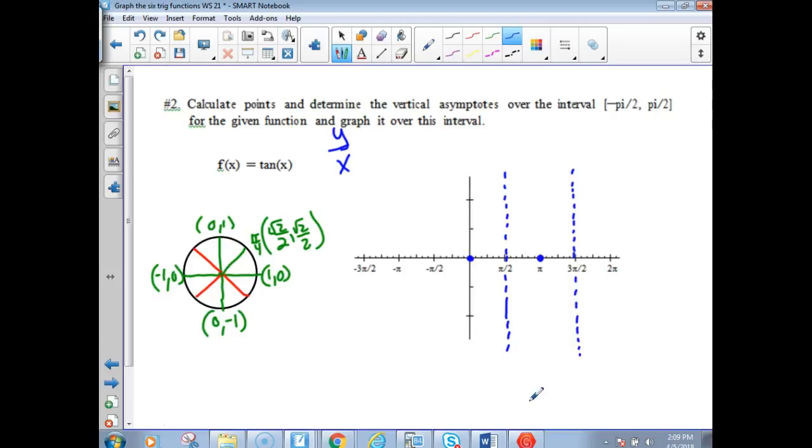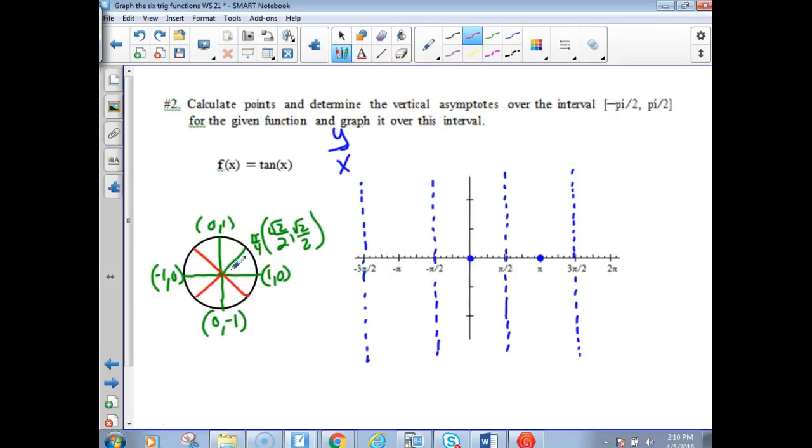Where do you think there's another asymptote? Yep, negative pi over 2. And then there's another one I could fit on here at negative 3 pi over 2. Okay, I still haven't even gotten one cycle of this guy yet. I've got a point here, so it's doing something in this area.